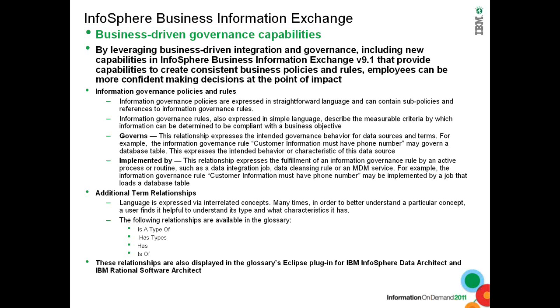So it becomes really intuitive when someone sees that this rule is a governing rule or that it is implemented by this rule. And then there are additional relationships that a term can have with another term, whether a technical term or a business term. These relationships have been defined and provided out of the box, and certain enhancements have been made. Relationships, you can see, include is a type of, has types, has, is of. As an example, on the information governance rule, customer information must have phone number, it may be implemented by a job that loads a database table. So there are many ways in which you can define a term.